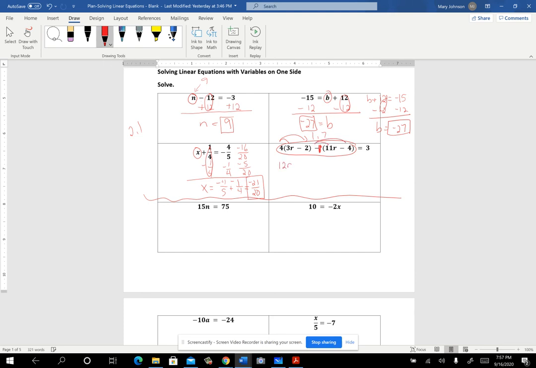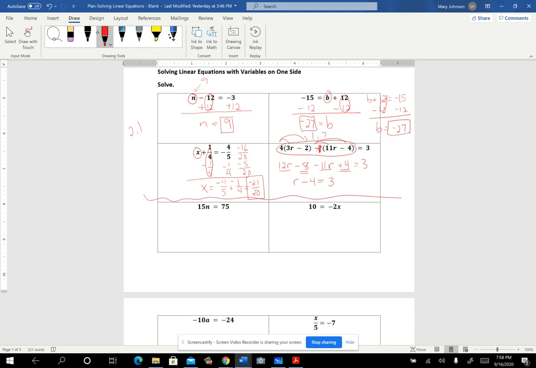So you'd get 12r, 4 times negative 2 is negative 8. Negative 1 times 11r is negative 11r. Negative 1 times negative 4 is plus 4. Okay? All right, now what I'm noticing is I have like terms. 12r, negative 11r, that would be 1r. So that's just r. And then negative 8, positive 4. Don't put 3 with it. We're just working on simplifying each side right now. The negative 8 and the positive 4 are like terms, and I'm going to get negative 4. So that's where I'm at right now.